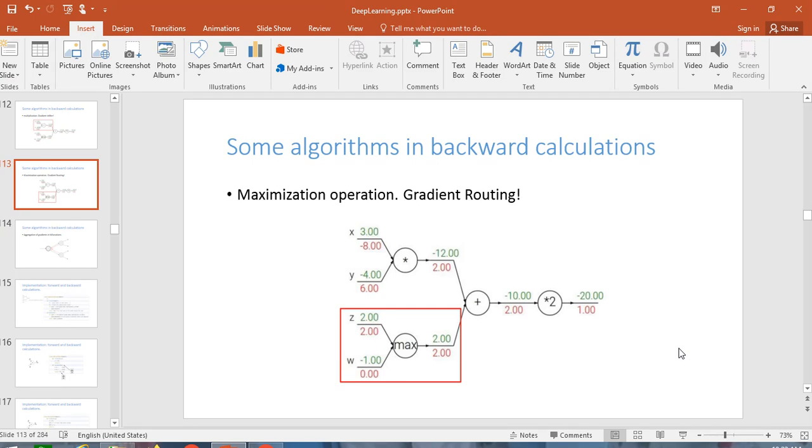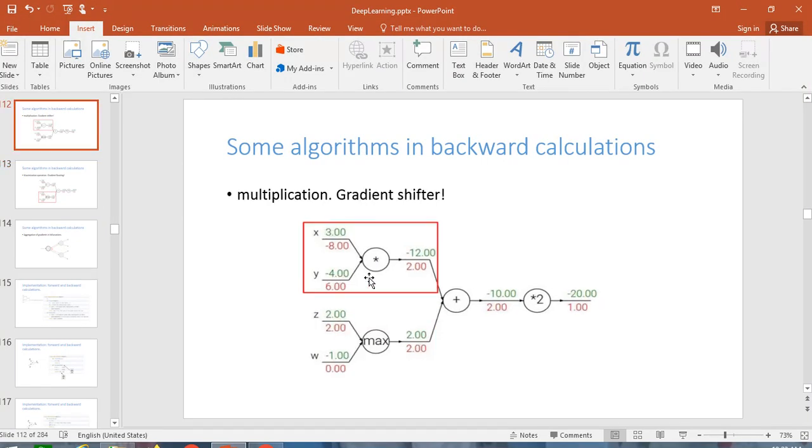Two multiplied by 3 becomes the lower gradient. And multiplied by -4 here becomes the upper gradient. It means that they switch together.